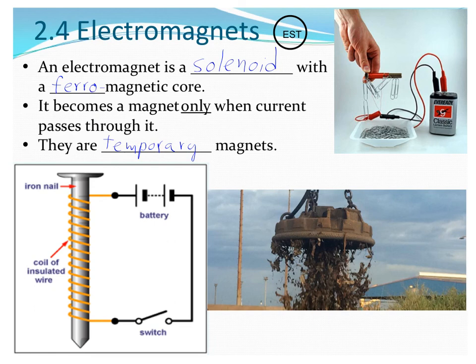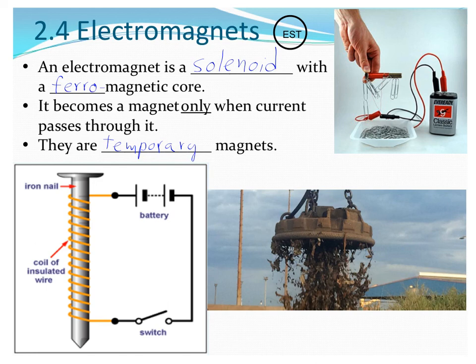And using solenoids, it's possible to form what's called electromagnets. An electromagnet is a solenoid where we add a ferromagnetic core. Remember, ferromagnetic substances are usually iron, nickel, or cobalt. It becomes a magnet only if the current is passing through the system. In other words, they're temporary magnets.